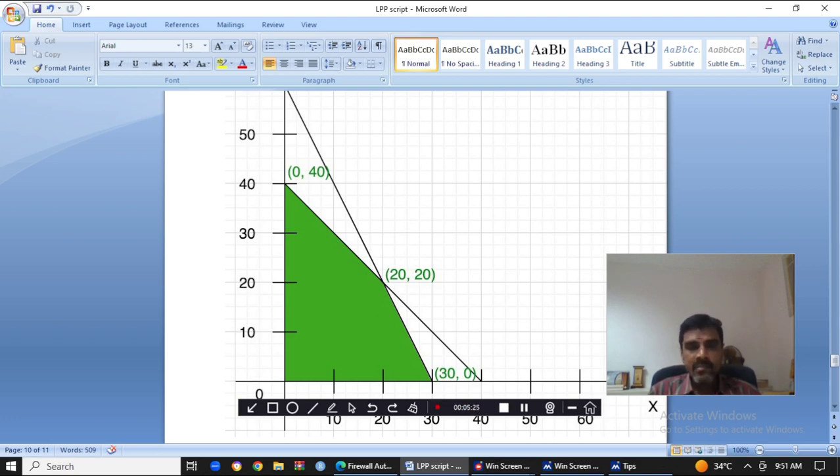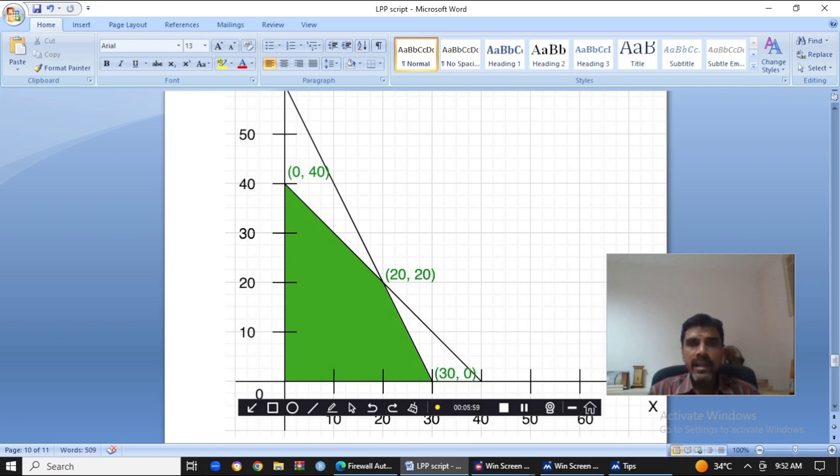Suppose it is a maximum type of problem, you will have a boundary. In the other case, if you have a minimum type of problem, most probably you will not have the upper boundary. Here it is a maximum type of problem, so you have an upper boundary. Here the feasible region boundary coordinates are 0, 40, 20, 20, and 30, 0. So we have found 3 different coordinates from the given problem by drawing the graph.